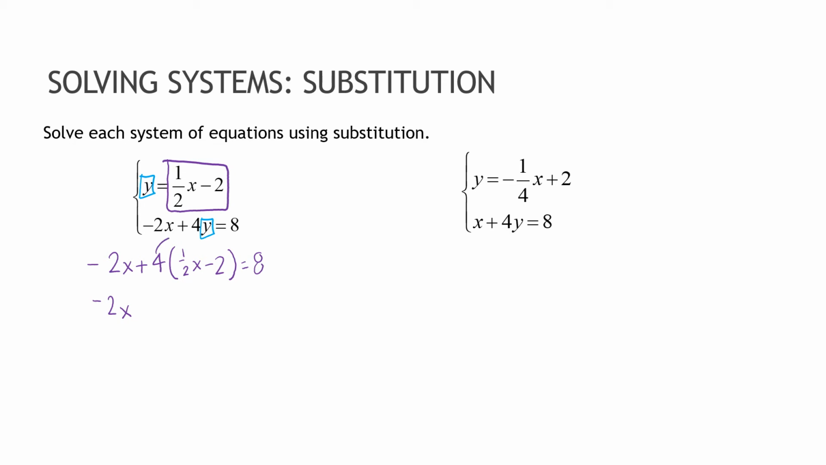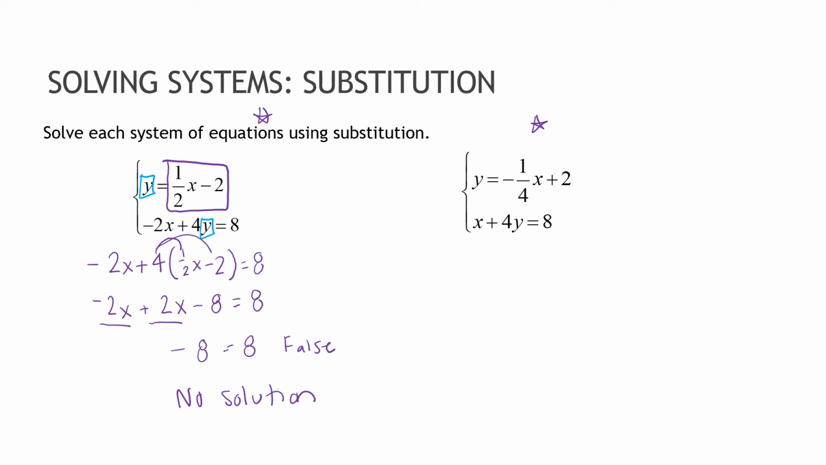Negative 2x, I get 4 times 1/2, which is 2x. 4 times minus 2 is minus 8, and then equals 8. And so negative 2x and positive 2x cancel, and that just gives me negative 8 equals 8. And because that is not true, whenever it's not true, the variable is going to go away in both of these examples, but whenever I get something that's not true, that means there is no solution. So remember, when we did this before, this was the parallel lines where we had no solution.